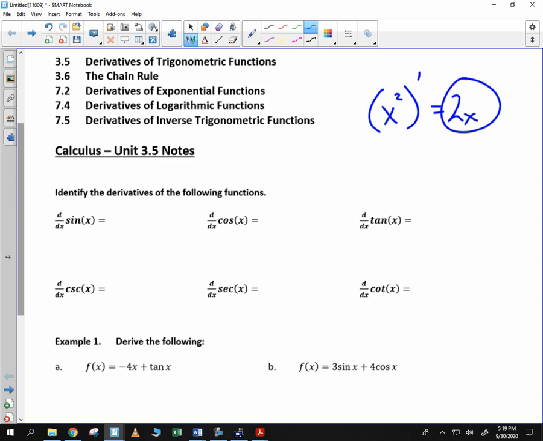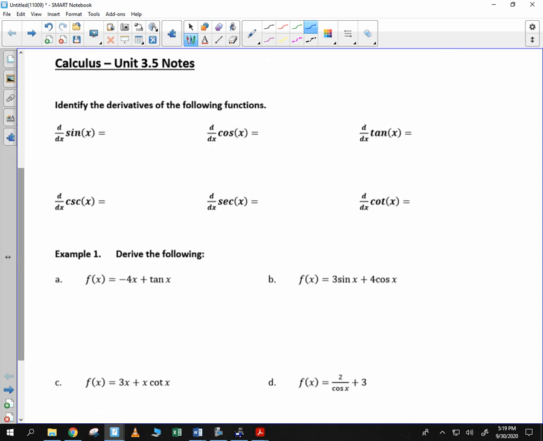And we have derivatives for sine and cosine functions. Now, normally we take a whole day and we prove the derivative of sine. It's a really cool proof. One of my favorite things to do. Generally, students don't like it, though.